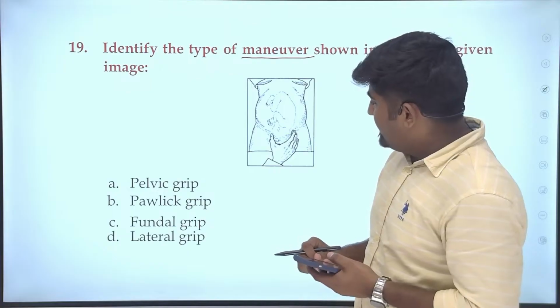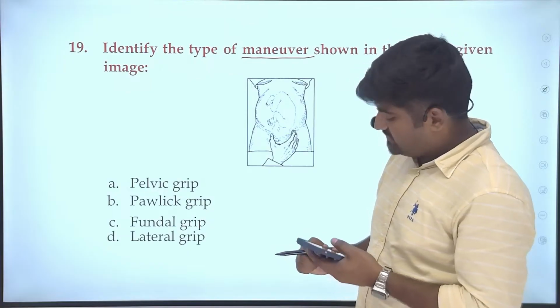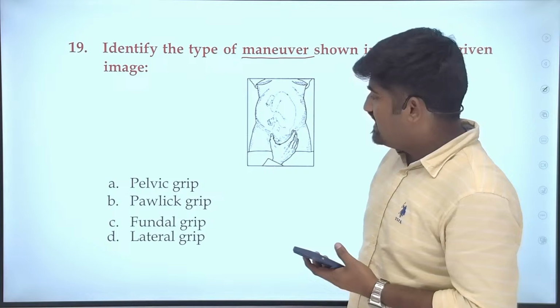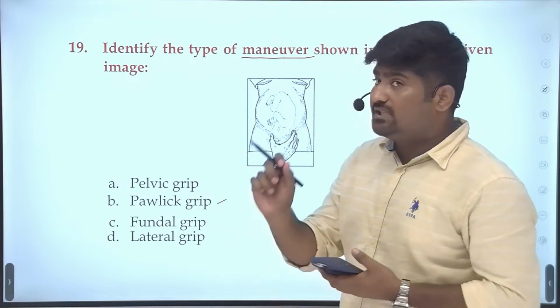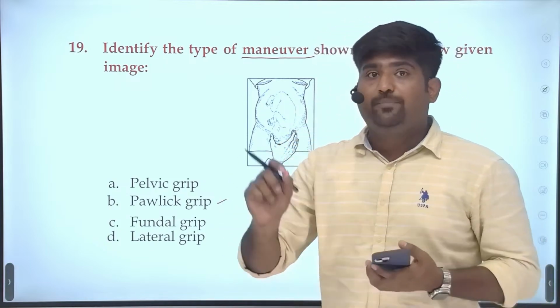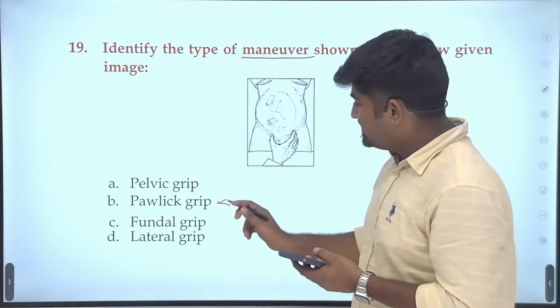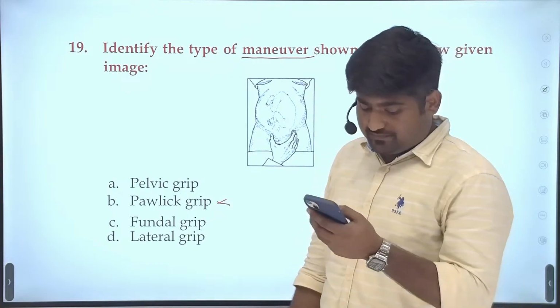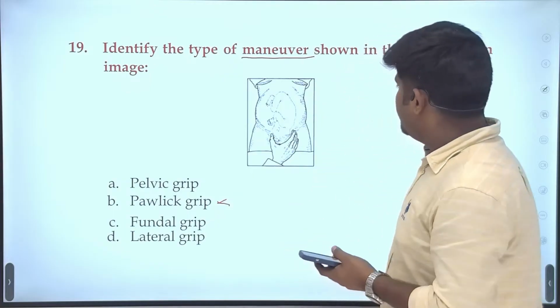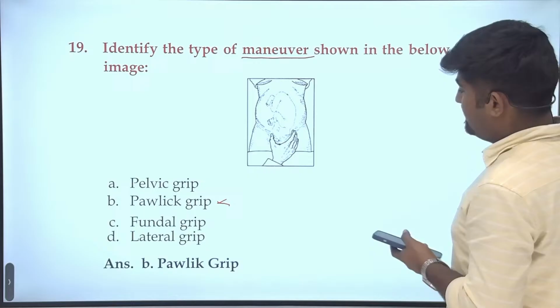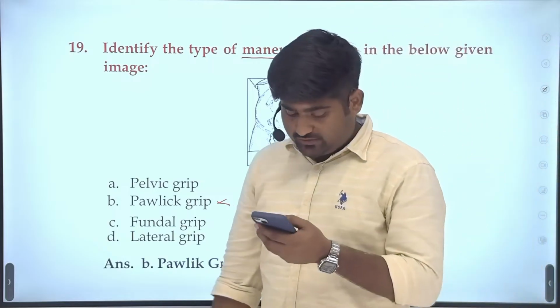Yes, it is Pavlik grip. Correct? Whether it is third grip or first grip or second grip. Now tell me, what is a Leopold's maneuver? First or second, third or fourth? Yes, it is fourth grip. Pavlik grip is third grip or fourth grip?